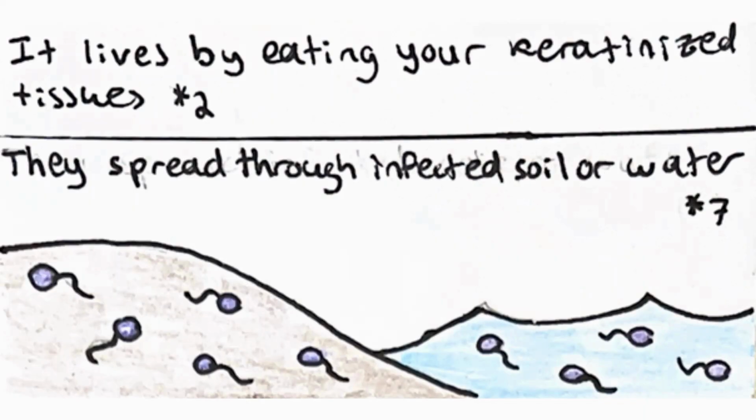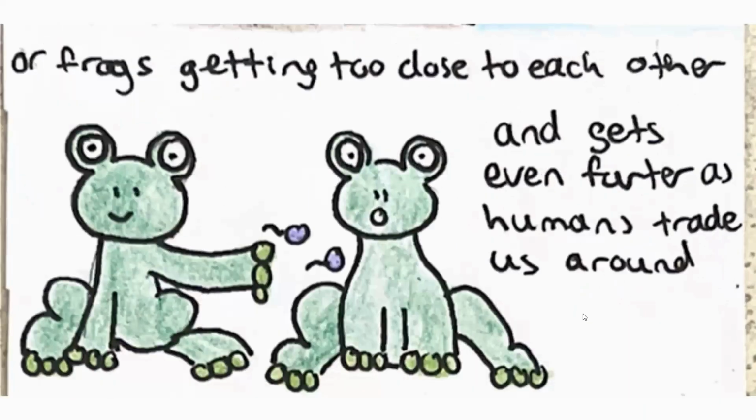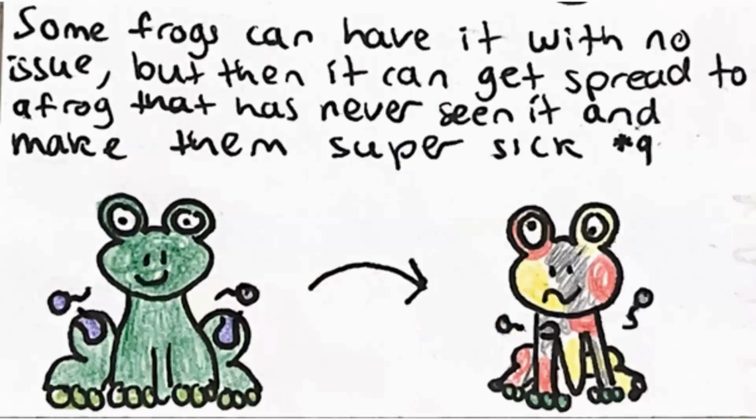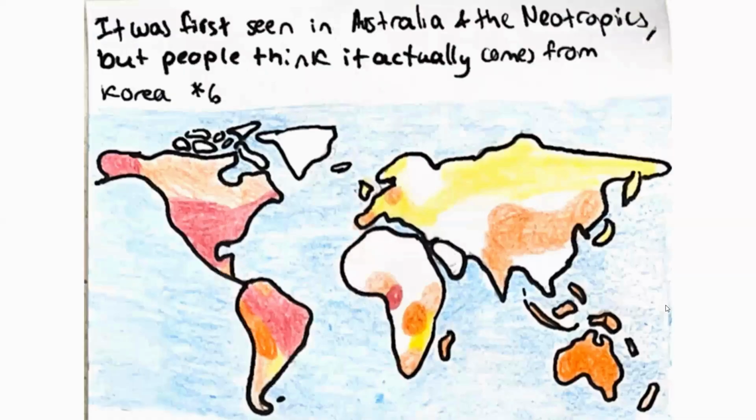They can spread through infected soil or water, or by frogs getting too close to each other, and then it can get even further as humans trade us around the world. They're still figuring out all the specifics, but they think other species like crawfish can carry it around and spread it. Some frogs can get it with no issue, but then it can get spread to a frog that's never seen it before and make them super sick because they don't have any immunity or resources against it.